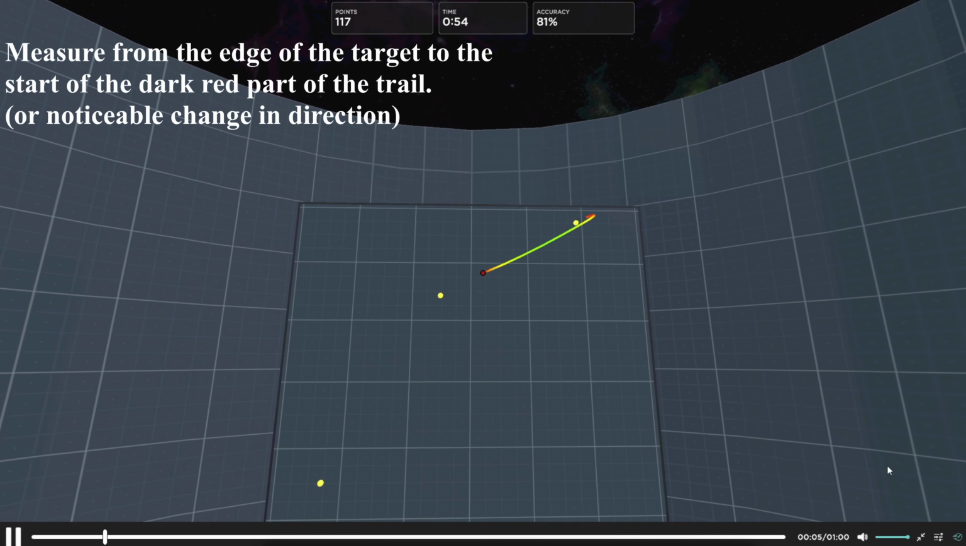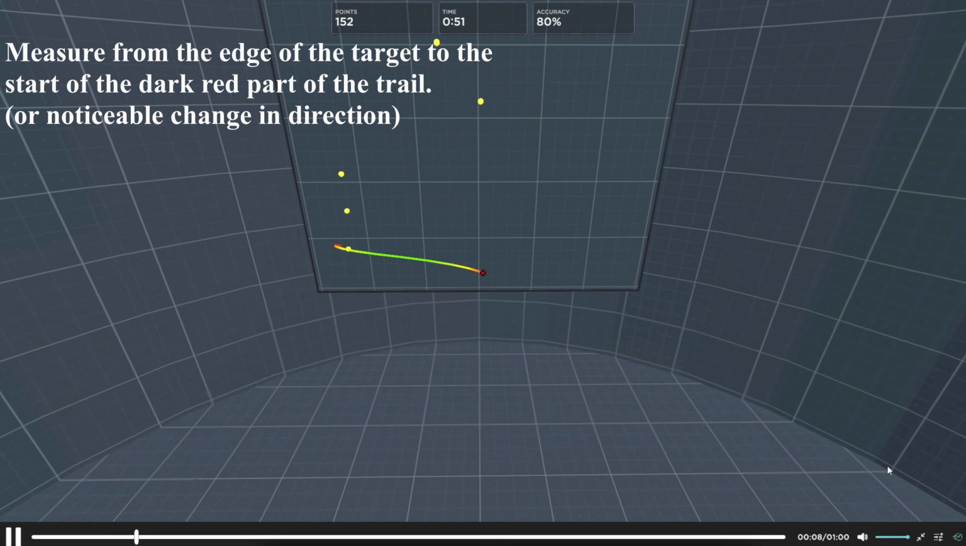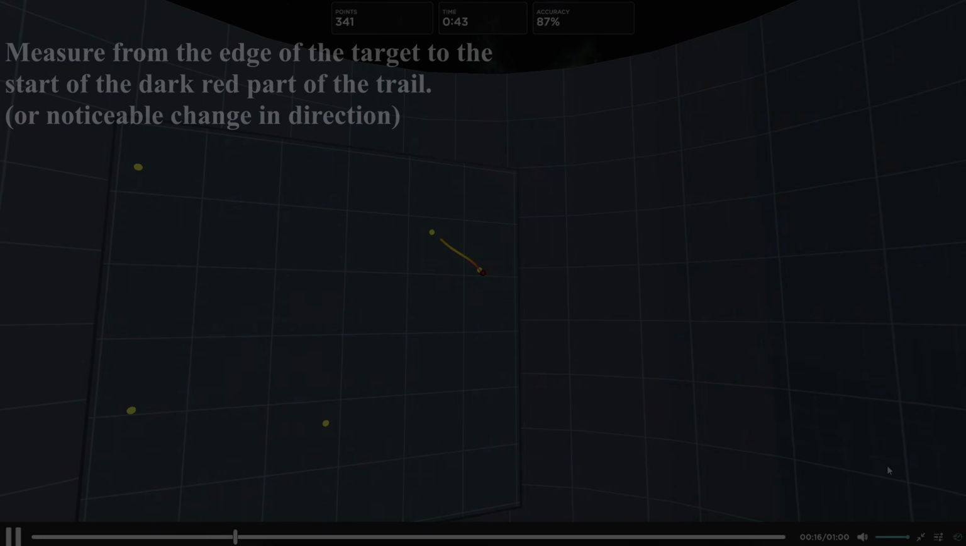So for example, right here between the target and the red part of the curve, I'd say I overflicked roughly 2 targets wide. And then again here, I'd say I'd measure the distance here to probably be 1.5 targets wide. And I'm just going to be continuously doing this throughout the whole entire replay.